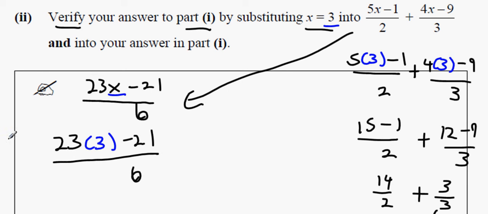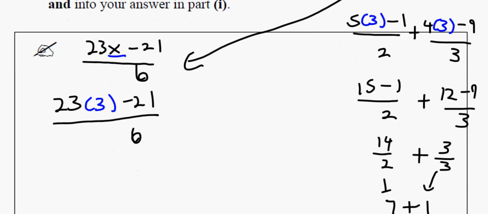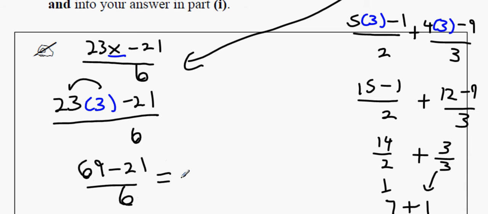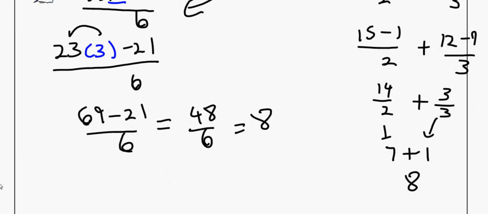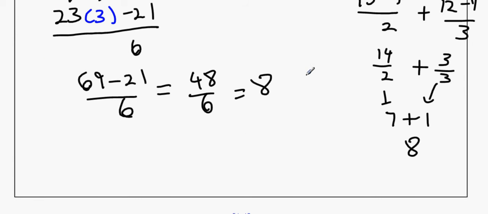And what's going to happen here is we're going to get 69. So 23 multiplied by 3 is 69. 69 minus 21 divided by 6 is the same thing as 48 divided by 6, and the answer is 8. Now since both answers are 8, we know that they're the same thing, so our answers are verified.